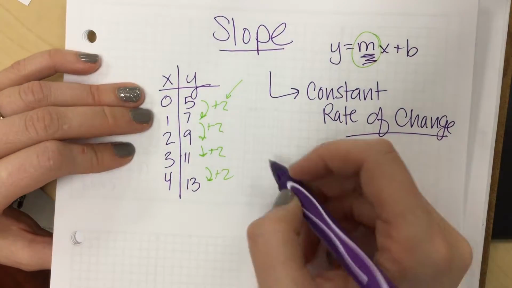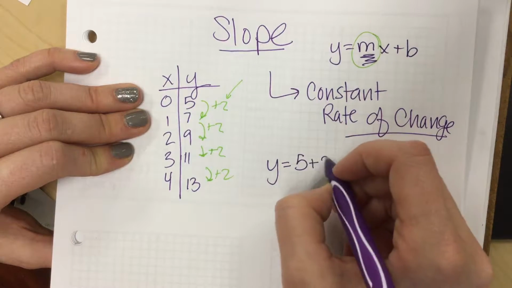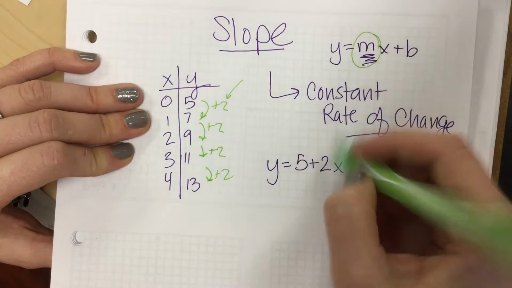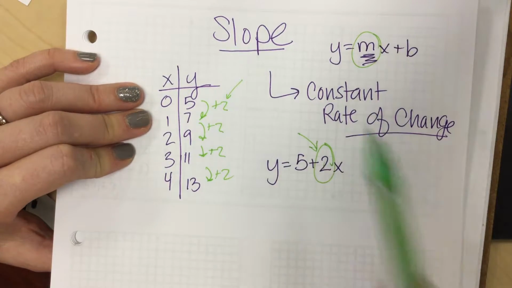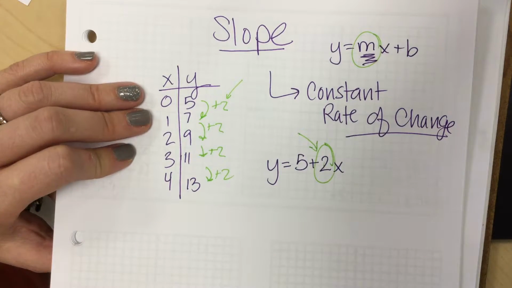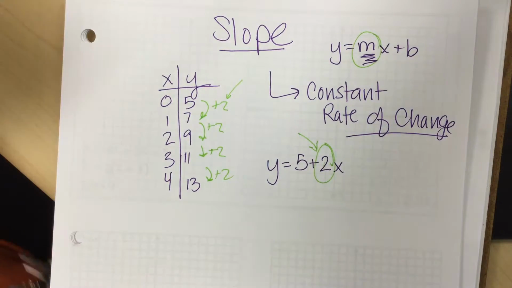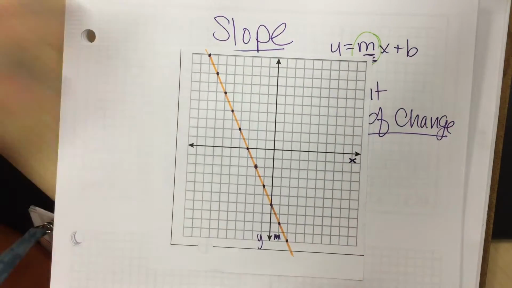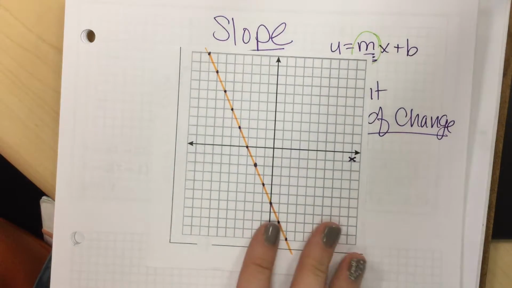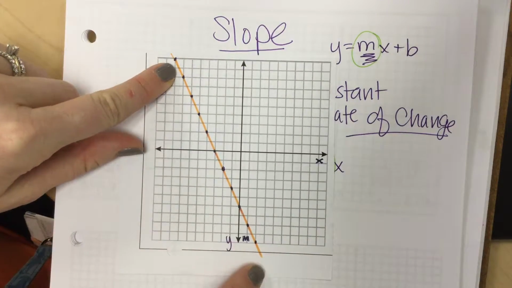The equation for this line is y equals, starting at 5, and then add 2x each time. This coefficient of x here, the number in front, that tells us what the slope is. Sometimes you will be given a graph. Okay, so for this graph, in order for us to find the slope, it's how it's changing here.